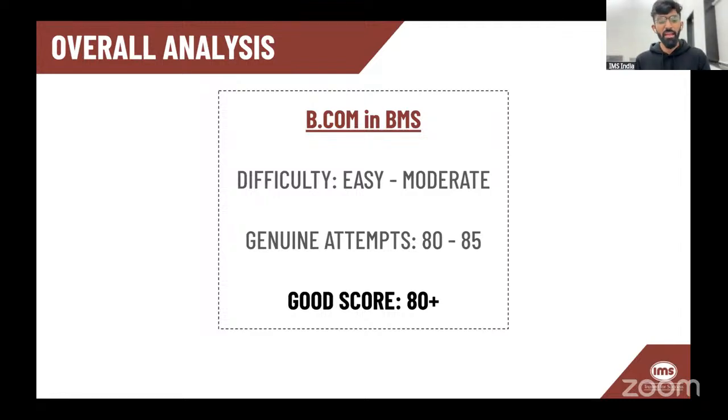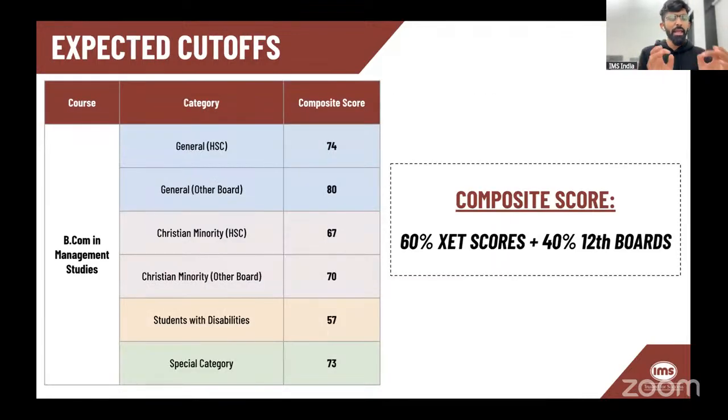Now, the next very important thing: what is the expected cutoff? Expected cutoffs are in the form of a composite score. You need to realize that composite scores are calculated where 60% weightage is given to your XCT score and 40% weightage is given to your 12th score. Based on this, out of 100, you get a composite score.